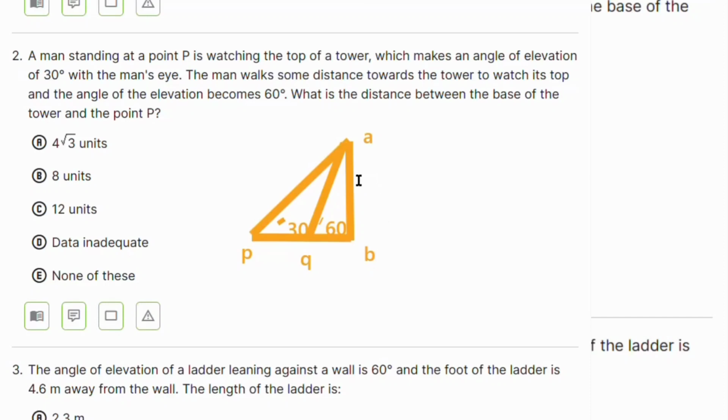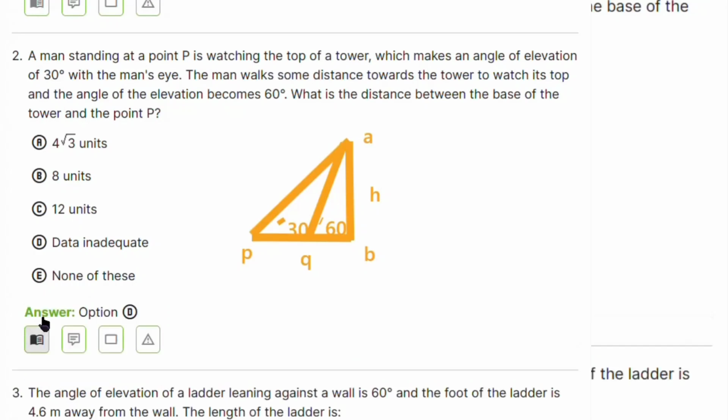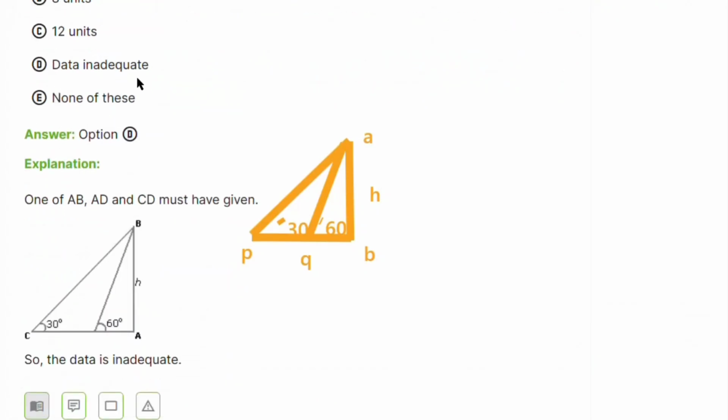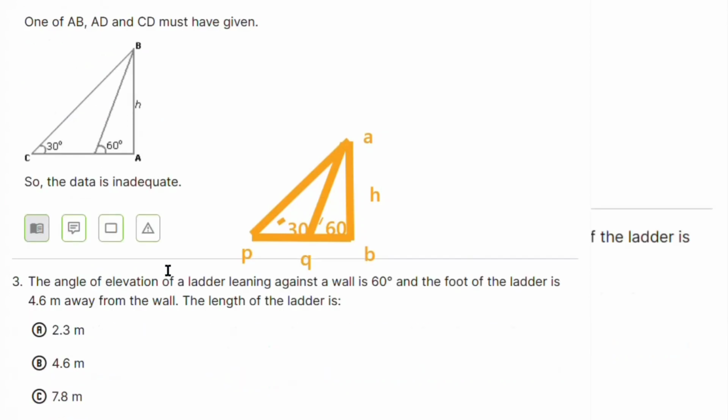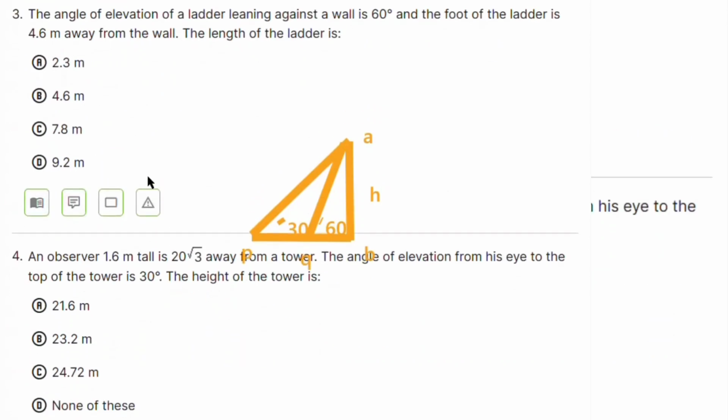So here we don't have the height of the tower. If there is a height given, then we would be able to find out the PB distance. So here the data is inadequate, so we don't have sufficient data, so we can't do it. The option is D, data inadequate. So next we will go with the third question.